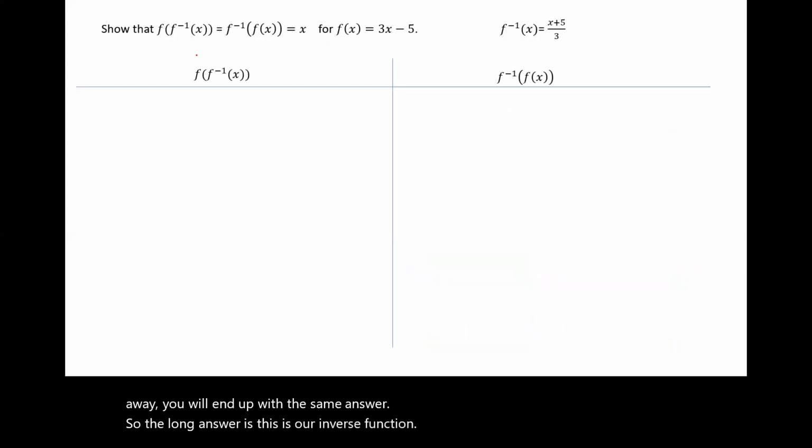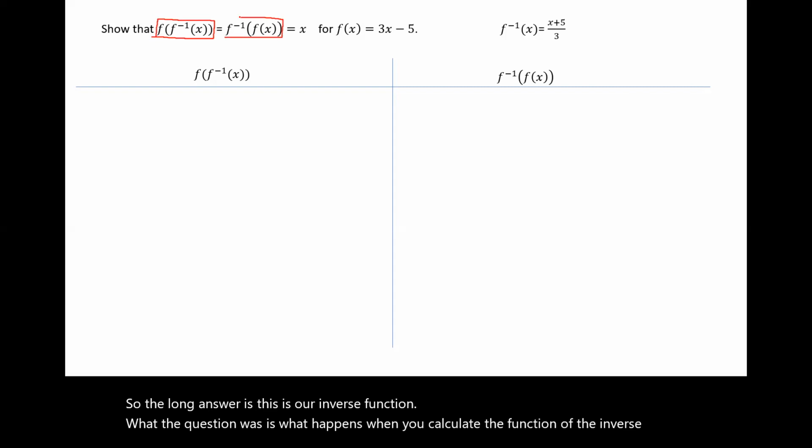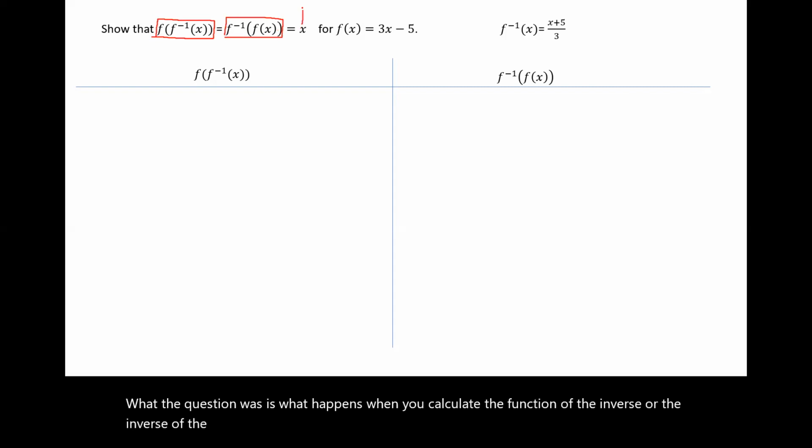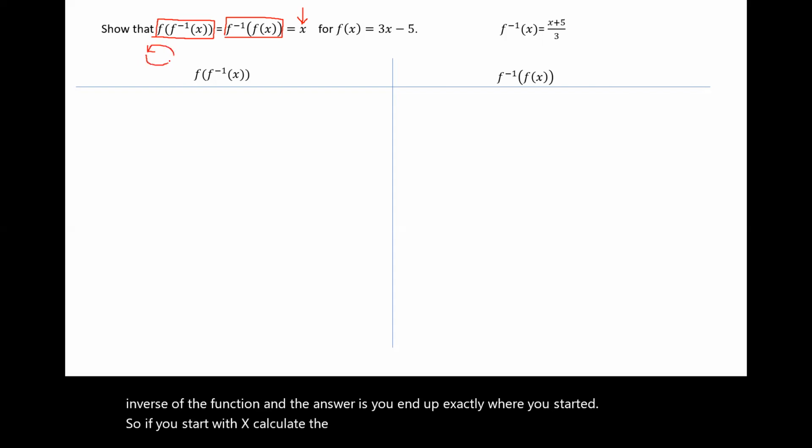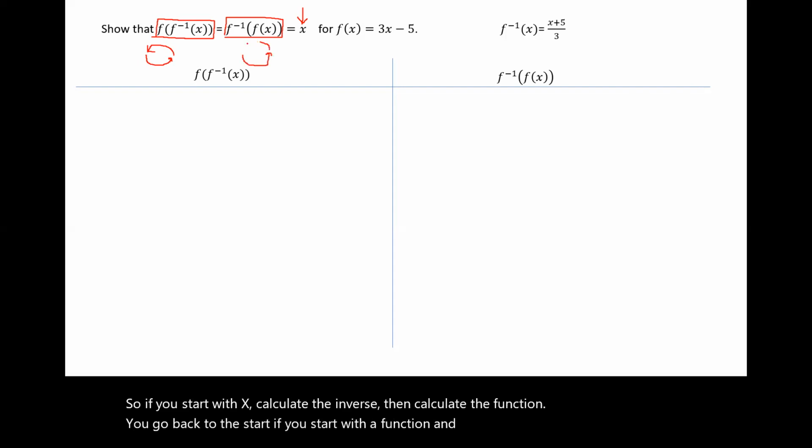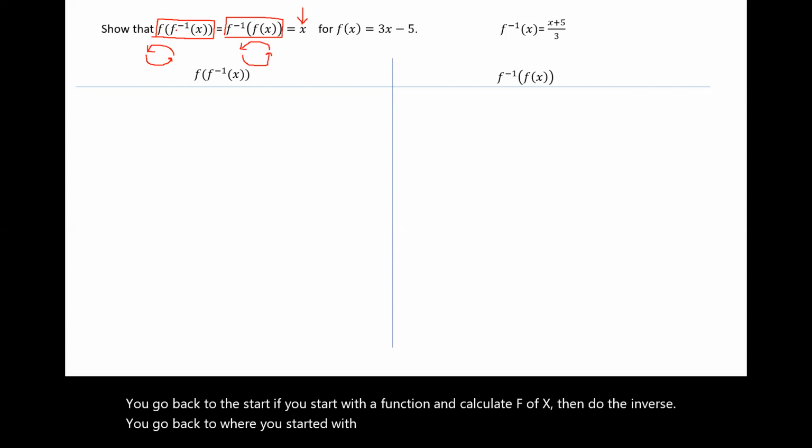Now, the question was what happens when you calculate the function of the inverse, or the inverse of the function, and the answer is you end up exactly where you started. If you start with x, calculate the inverse, then calculate the function, you go back to the start. If you start with x and calculate f of x, then do the inverse, you go back to where you started. So the function undoes the inverse, and the inverse undoes the function. And we're going to prove that. Here's how we do it.